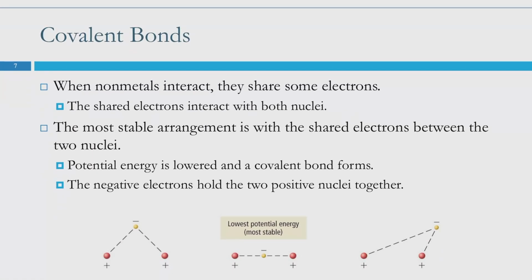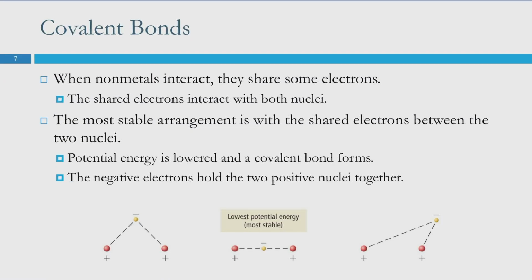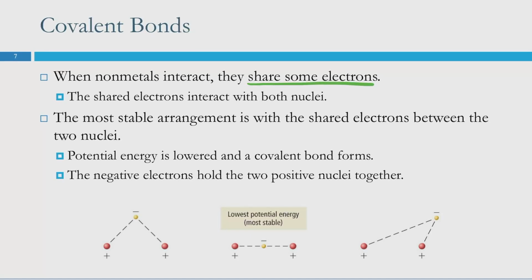Covalent bonds, on the other hand, form generally between nonmetals. So when nonmetals interact, rather than completely giving away their electrons, they share some of their electrons. They both want the electrons. They don't want to lose any electrons. And so what ends up happening is they share. And the most stable way for them to share is by holding the electrons between them.